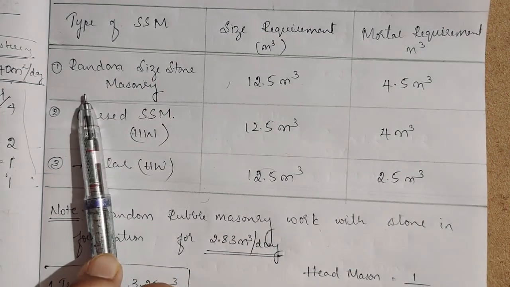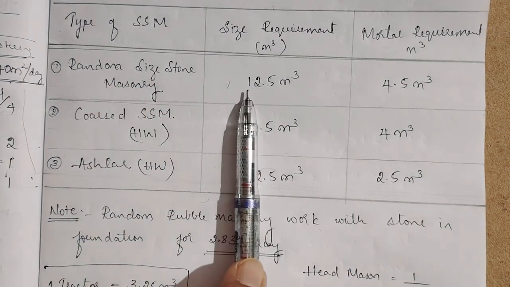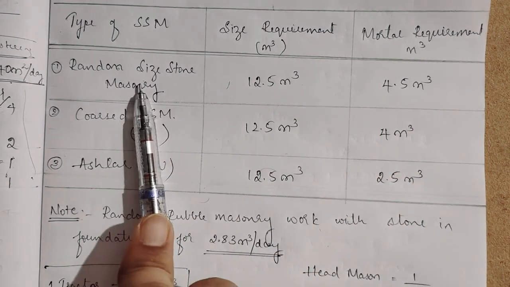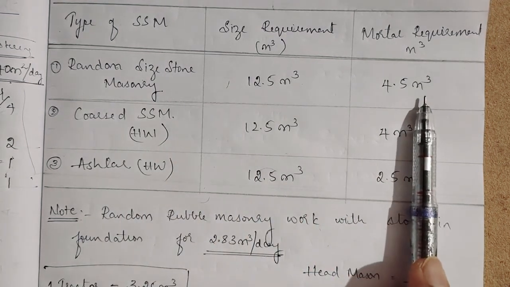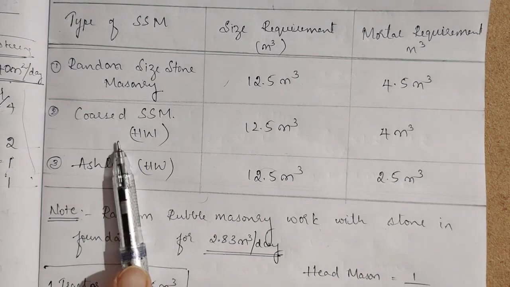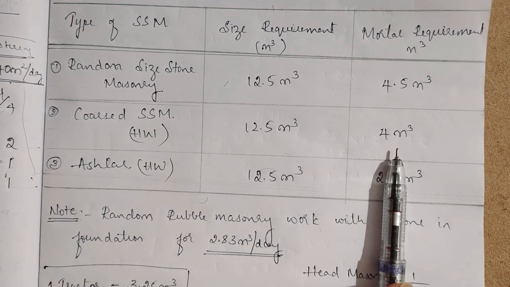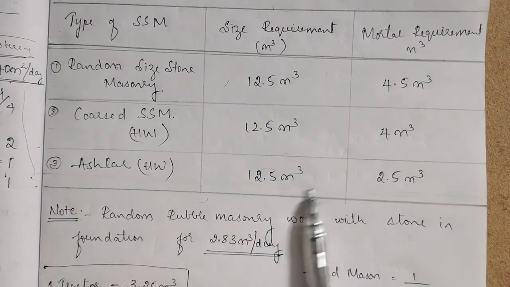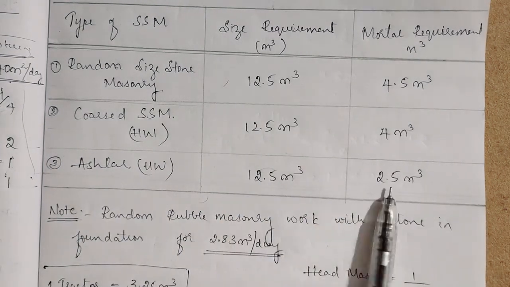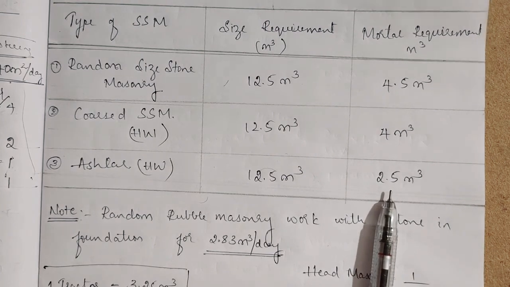For the specific type and the size requirement: for random size stone masonry we require 4.5 meter cube of mortar. For coarse size stone masonry we require 4 meter cube of mortar, and this size requirement is the same for 12.5. For ashlar it is 2.5 meter cube of mortar requirement.